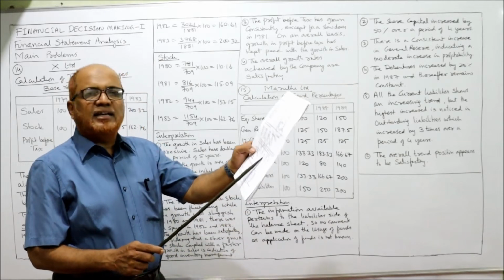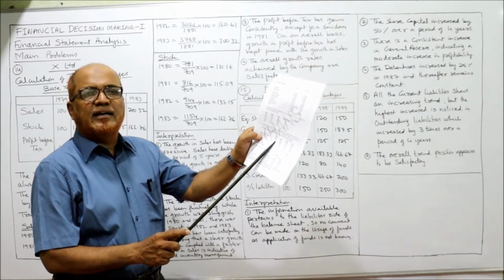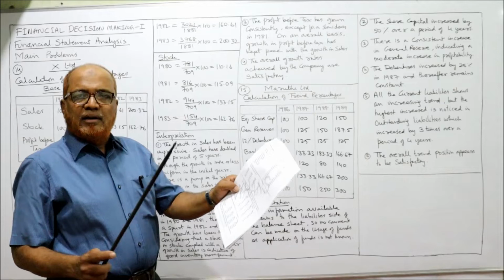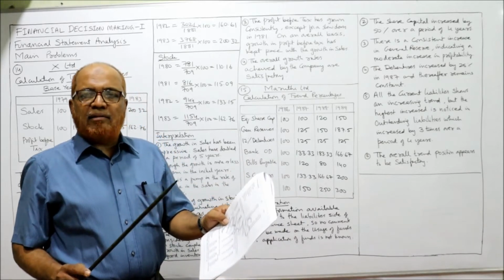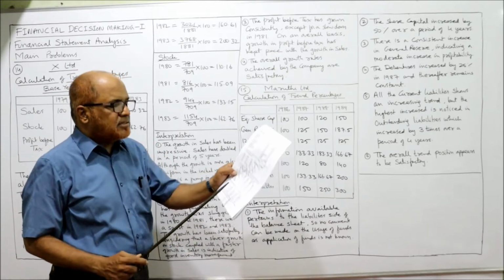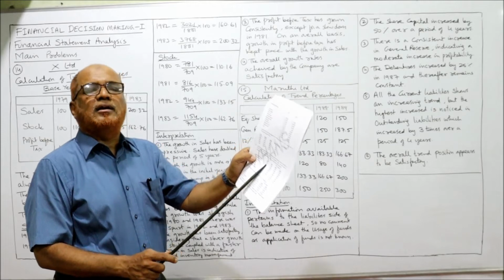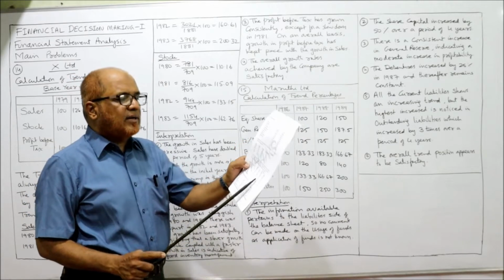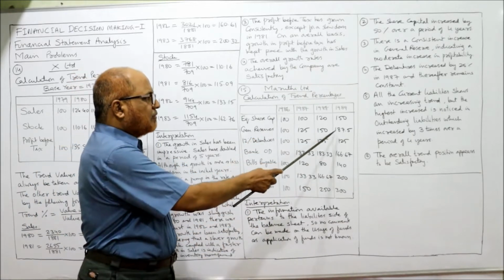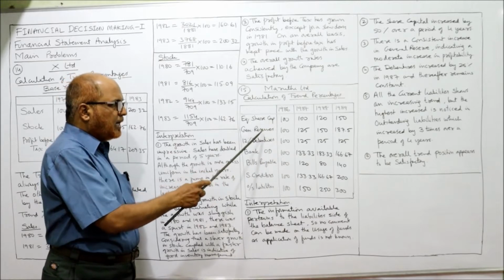So current year is 1987. See here, 1000 divided by 800 into 100, you will get 125. Take the calculator. Keep ready the calculator. While I am explaining, make your own calculation and check whether you are getting the same answer or not. Then 1200 divided by 800 into 100, you will get 150. Last one, 1500 divided by 800 into 100, you will get 187.5. So we have calculated the percentage for equity and general reserve.